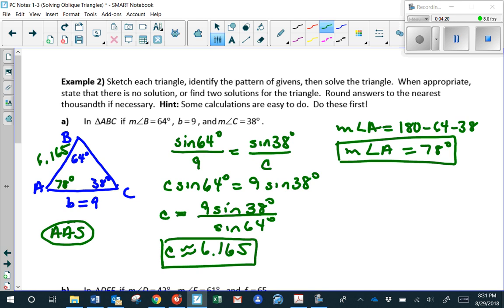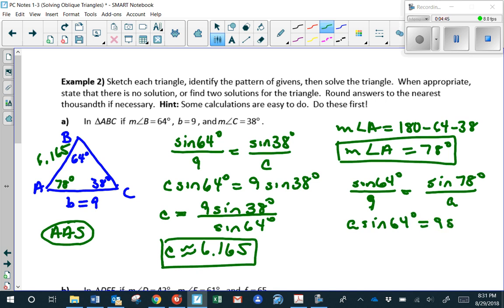Since we now have angle A, we can now find the side length that's opposite it using law of sines. So sine of 64 degrees over 9 equals sine of 78 degrees over A, which is the last remaining side. Cross multiplying, A times the sine of 64 degrees is equal to 9 times the sine of 78 degrees. And then dividing, A is 9 times the sine of 78 degrees over sine of 64 degrees.